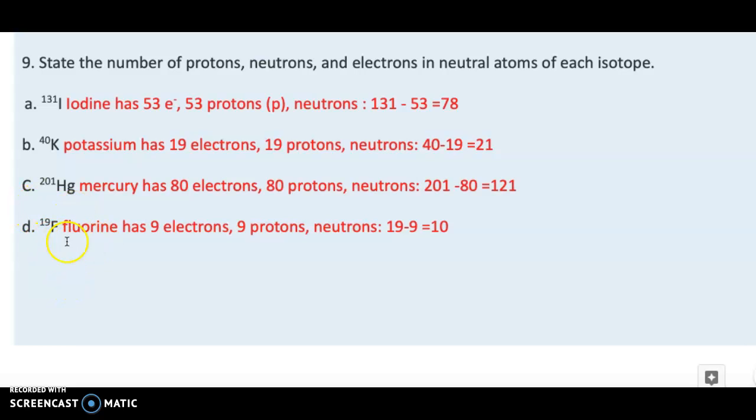For fluorine it is the same. Fluorine has an atomic number of 9, therefore it has 9 electrons, 9 protons, and to calculate your neutrons, you have to subtract 9 from the mass of 19, and therefore you'll find out that it has 10 neutrons.